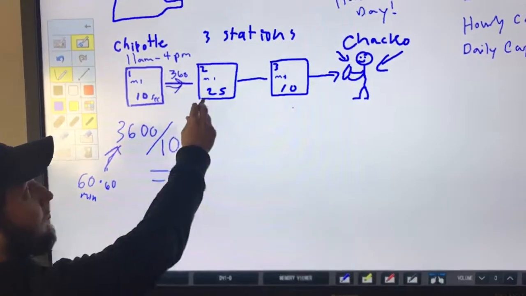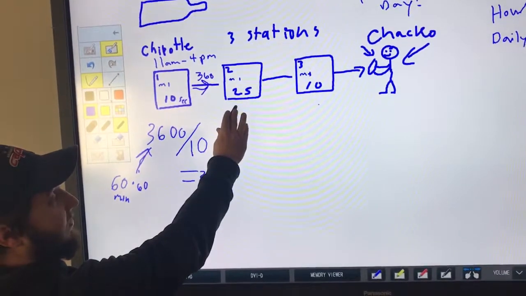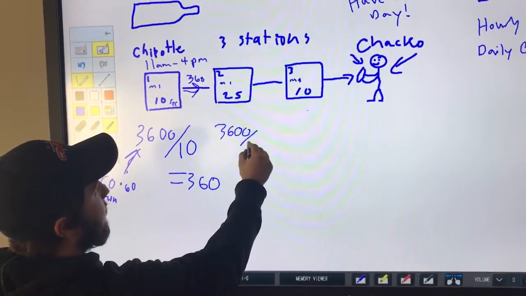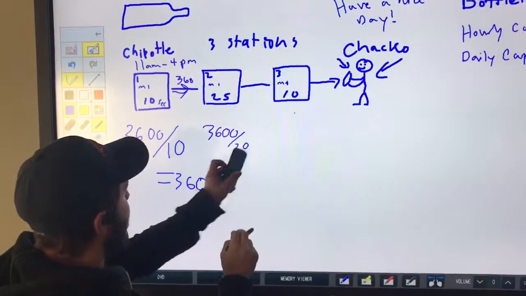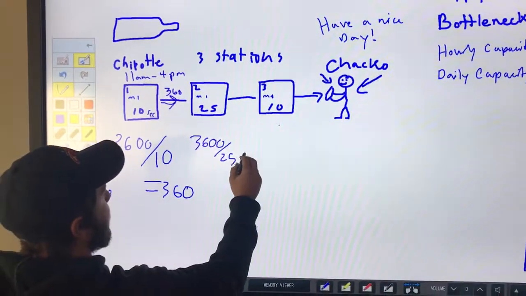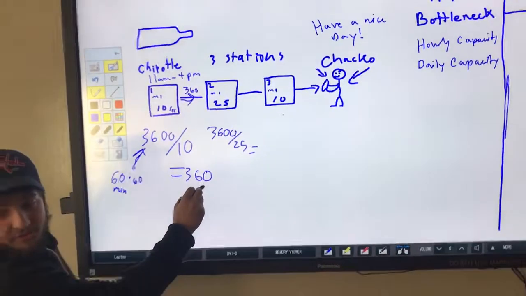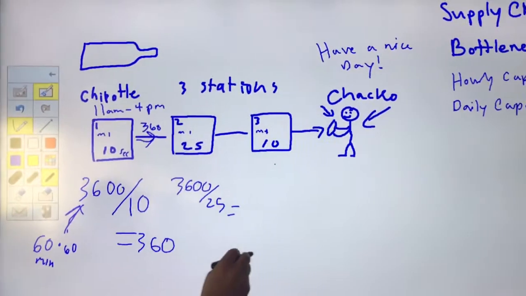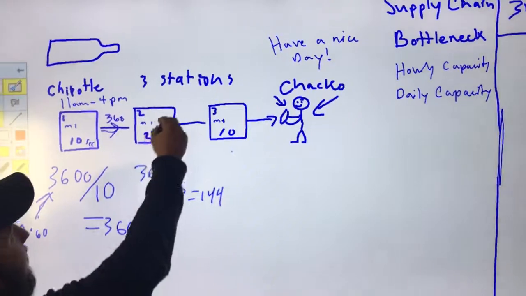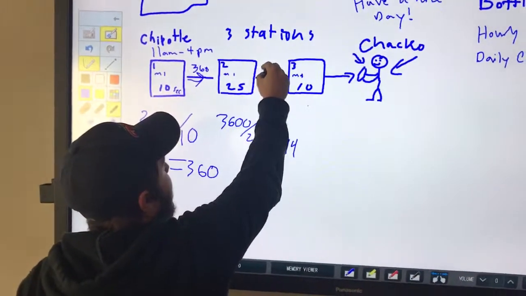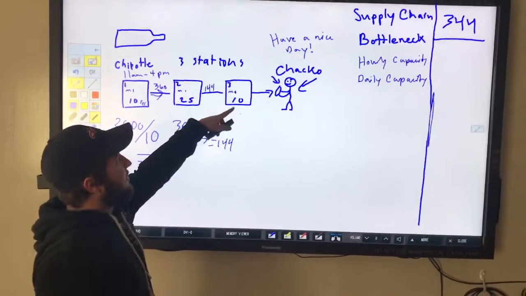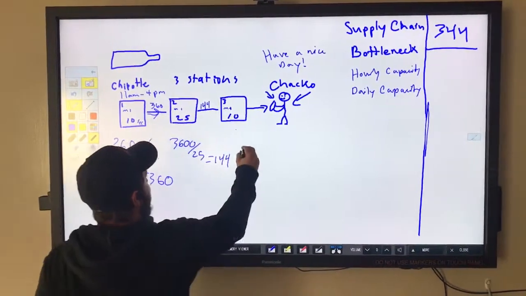All right, next system, system 2. This system takes 25 seconds. 360 over 25. And once we do that, we're going to get an answer to be 144. 144 units go through here. Finally, we're at the third and final step. This time is also 10 seconds.